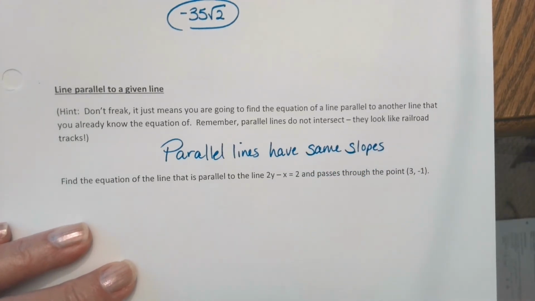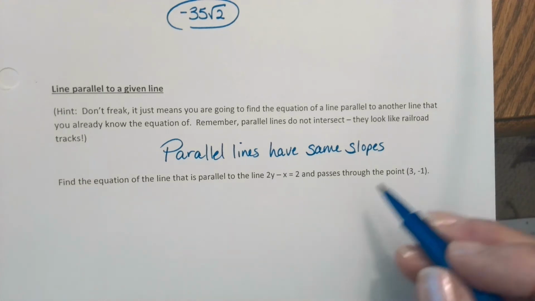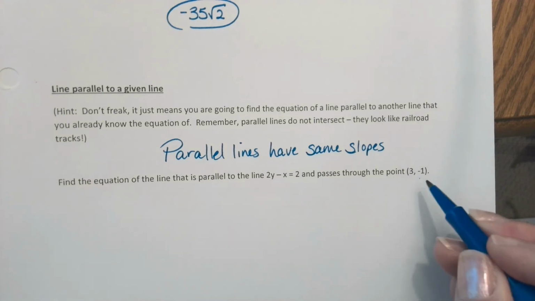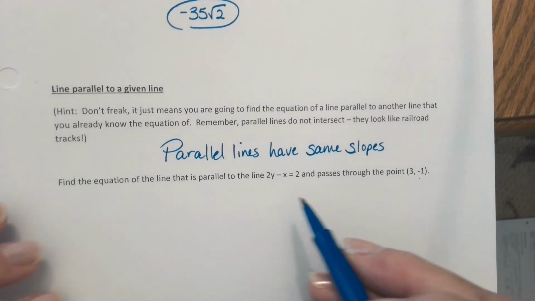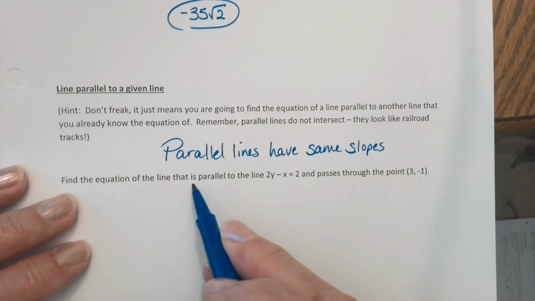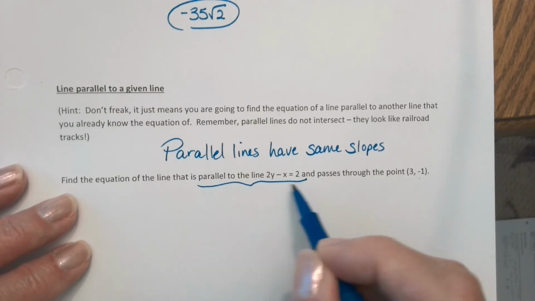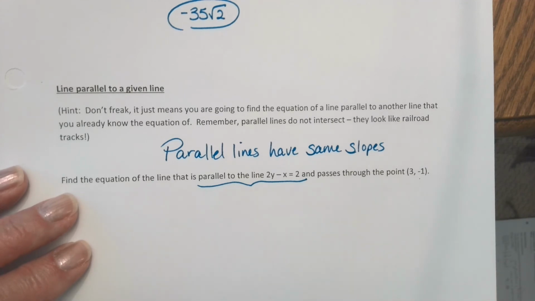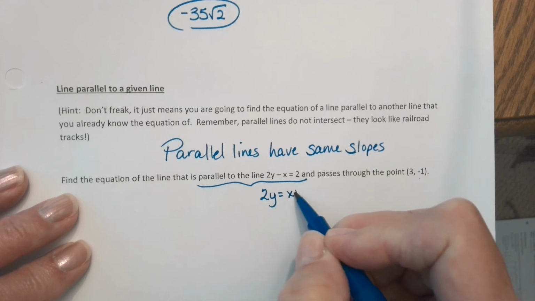Now I know that when I want to write the equation of a line, I need to have the slope and I need to have b. Now if I have the slope and I have a point, like I do here, then I can find b. But I need to find the slope. It says that I want to find the equation of a line that's parallel to this line. So if I can find the slope of this line, I can use it with the equation of the line I'm trying to find. So I'm going to take this one and put it in slope-intercept form.